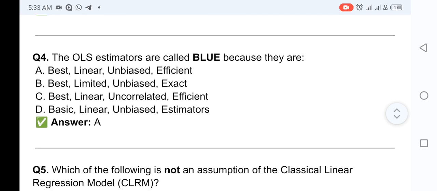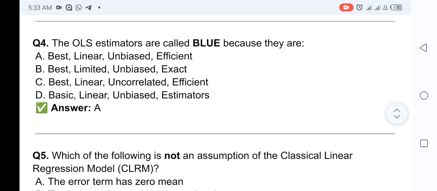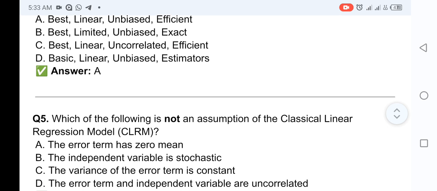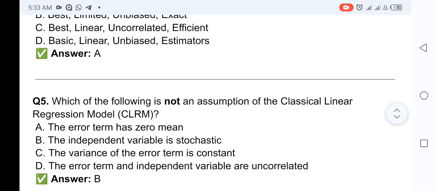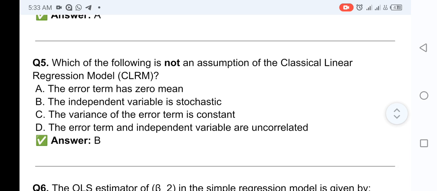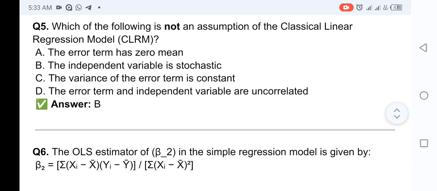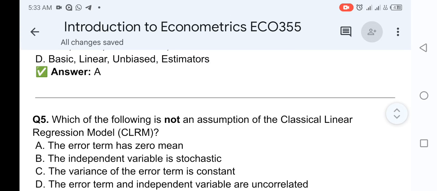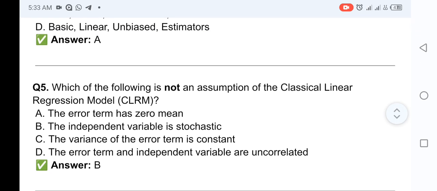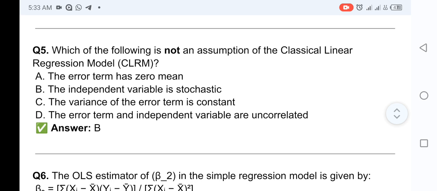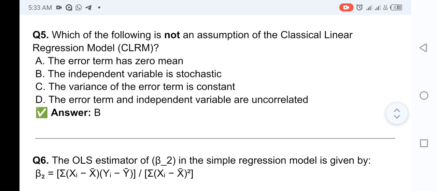Q4. The OLS estimators are called BLUE because they are A. best, linear, unbiased, efficient, B. best, limited, unbiased, exact, C. best, linear, uncorrelated, efficient, D. basic, linear, unbiased, estimators. Answer: A. Q5. Which of the following is not an assumption of the classical linear regression model, CLRM? A. The error term has zero mean, B. The independent variable is stochastic, C.